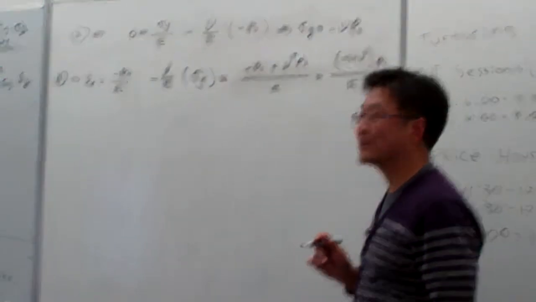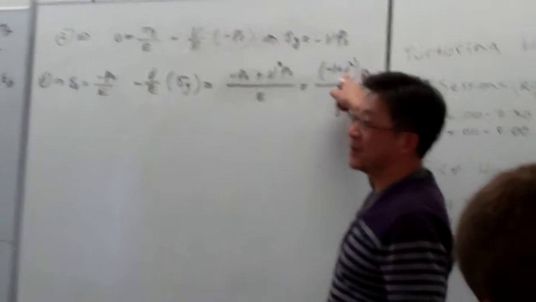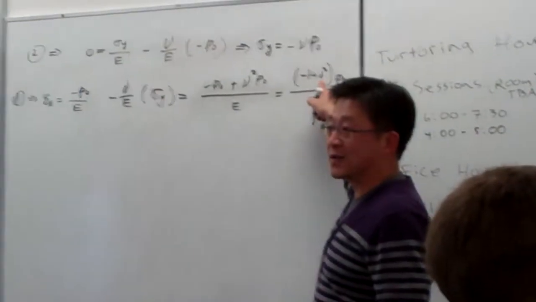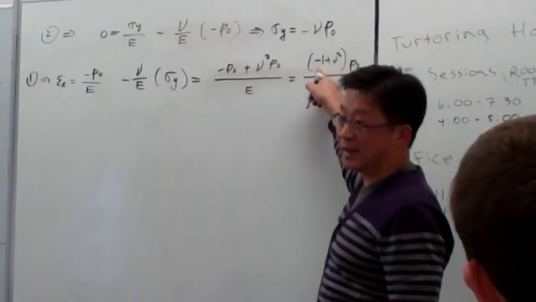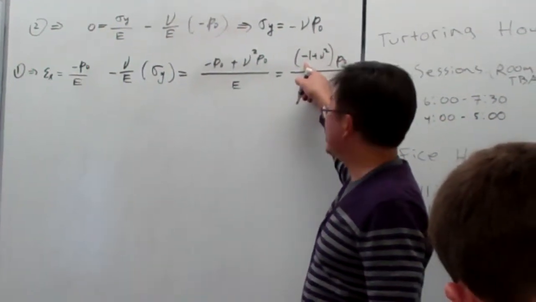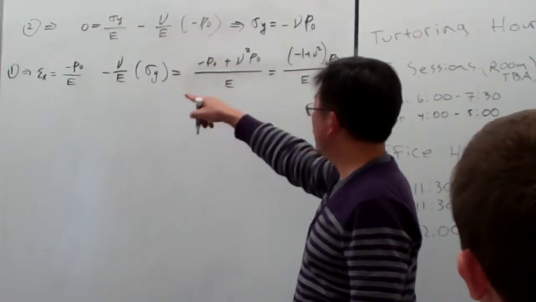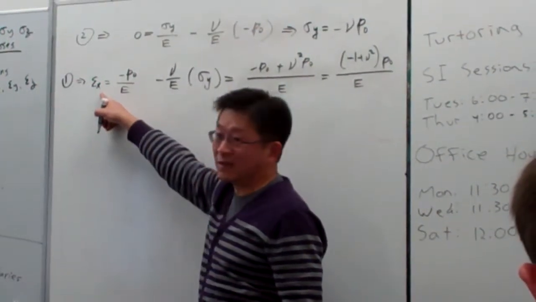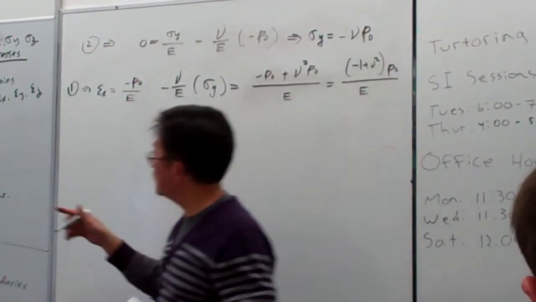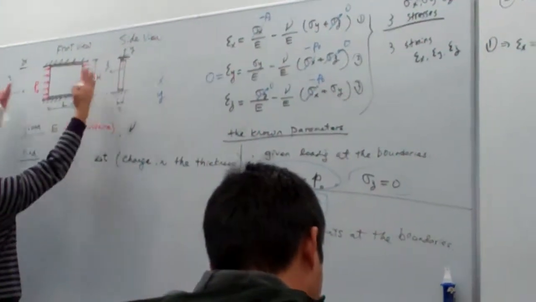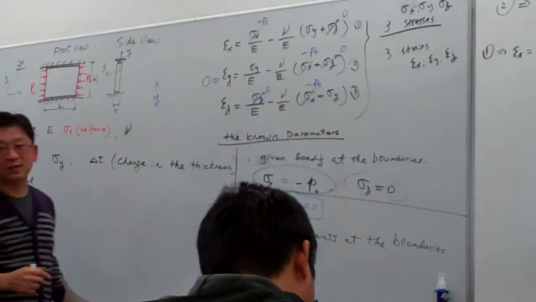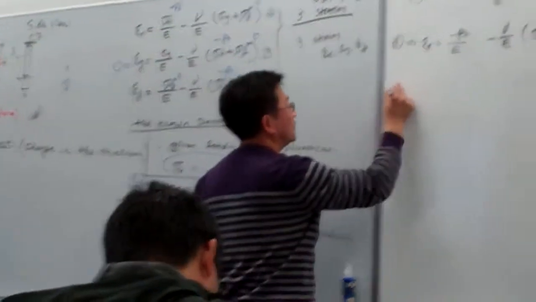Are we okay? Nu, as I said, is a number less than 0.5. So basically this coefficient is a negative number, and that means the strain in x is negative. That means shrinking. So in the x direction it is shrinking. Yes, we compress it, so it's shrinking. Let's get this one, then equation 3.